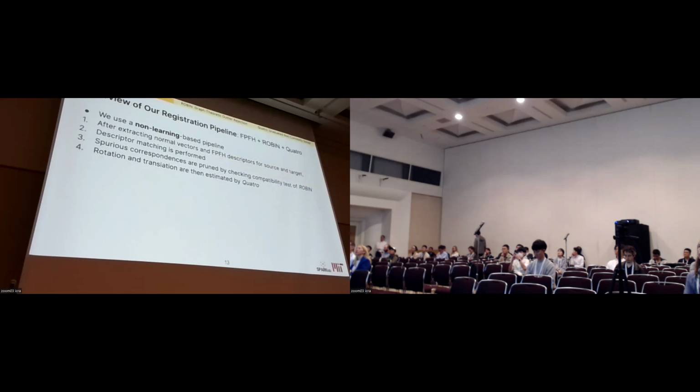So it's a completely learning-free pipeline. After we first extract FPFH features from a pair of point clouds and perform matching, ROBIN is used for outlier rejection by pruning the outliers, and Quatro is used to perform registration and obtain the pose estimates.